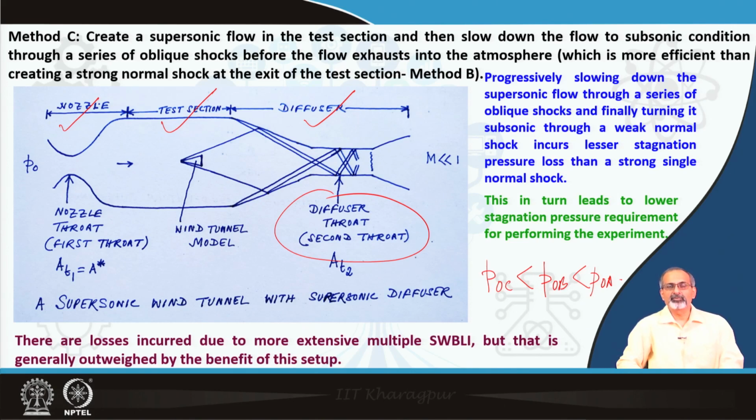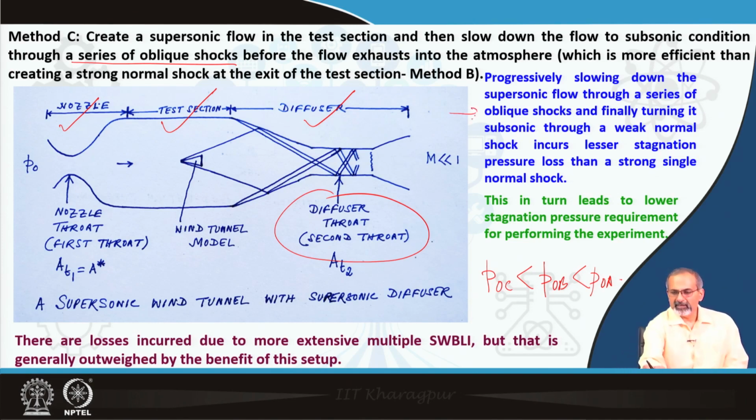It creates a supersonic flow in the test section and then slows down the flow to subsonic condition through a series of oblique shocks before the flow exhausts into the atmosphere, which is more efficient than creating a strong normal shock at the exit of the test section, which is method B, and definitely further more advantageous and efficient than method A, which consumes the highest kind of power for running a facility like that, where you have an open jet at supersonic conditions.